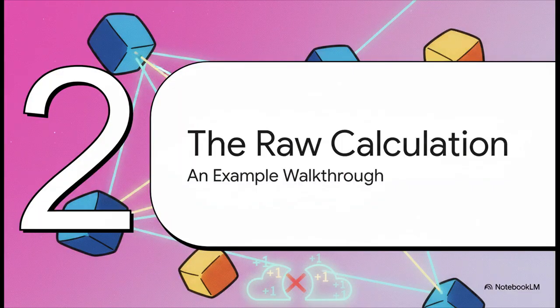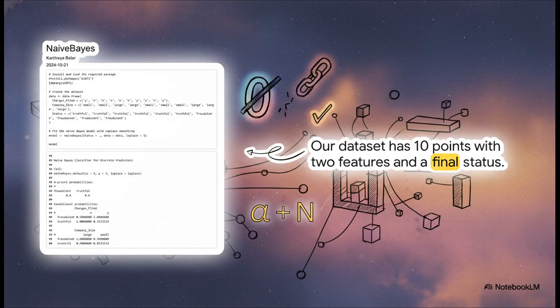So theory is one thing, but let's see this thing in action. We're going to walk through a real-world example, step by step, so you can really get the logic behind how it makes its predictions. Okay, here's our case file. We've got data on 10 different companies. Our mission is to predict if a case is fraudulent or truthful. And we've got two main clues to work with. Were charges filed against them, and was it a small or a large company? Let's see what our model can figure out from just these 10 examples.